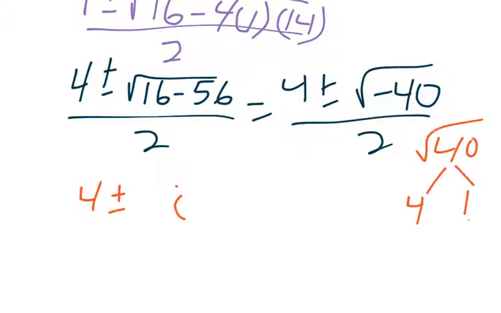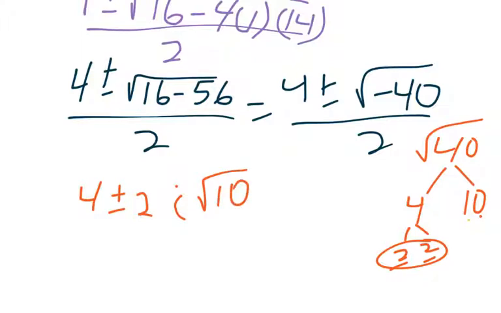So 4 is a perfect square, so we get 2 and 2. And then 10 doesn't break down to give us another pair of factors, so 10 is going to be in jail. So 2 breaks out. i breaks out because it's the square root of a negative 1. And then 10 is in jail. And then 2 is on the bottom.